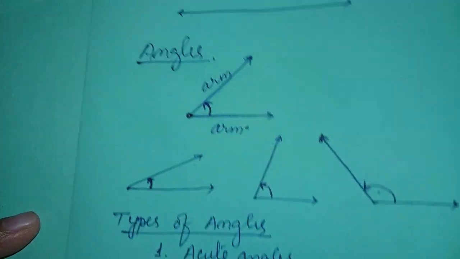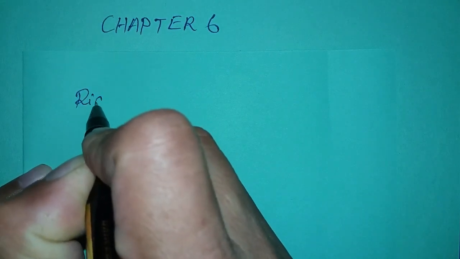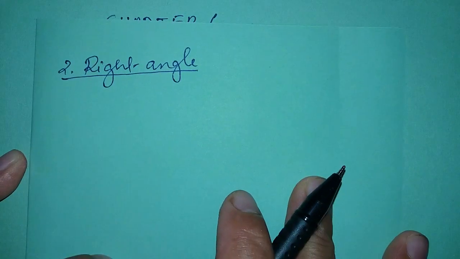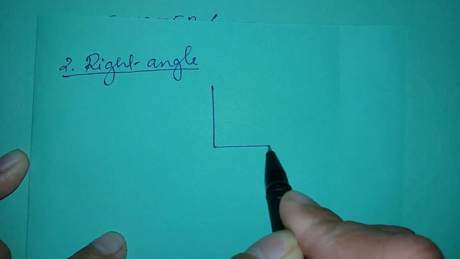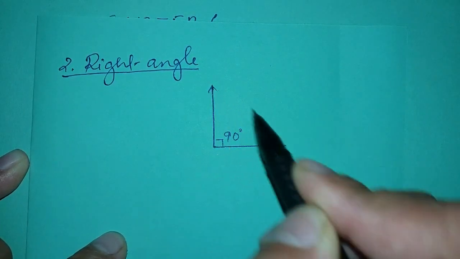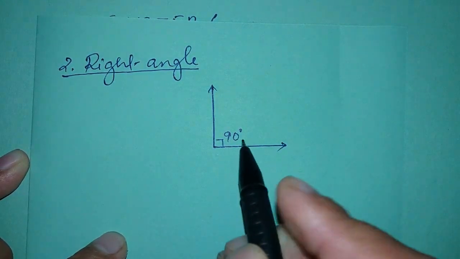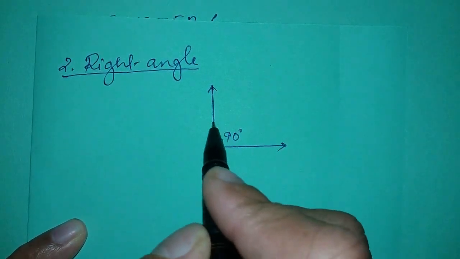And now the next type of angle is the right angle. It is a type of angle in which the measurement is 90 degree here. An angle whose measurement is 90 degree is called a right angle.